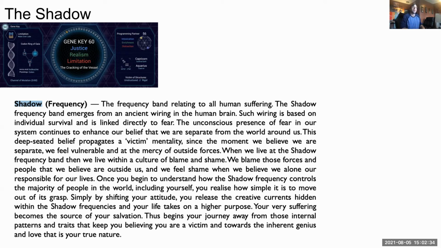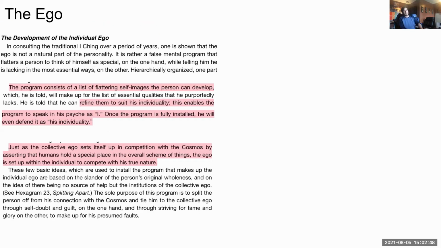So at first it might not be obvious that the shadow and not self are related, but I believe they're both basically talking about the same thing, and I believe that thing is the ego. The ego, which in I Ching Oracle, the Cosmic Way, is outlined very precisely. Let's read about the ego.